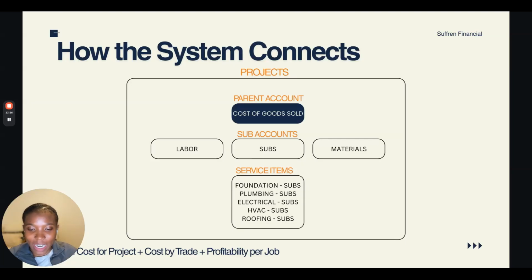So to round things out, here's how the system connects. We have projects, those sit at the top. Then inside projects, we track costs through service items. These service items then map onto sub-accounts, and these sub-accounts roll into our parent account, cost of goods sold. This structure allows you to see total cost per project, cost by trade, and profitability per job.